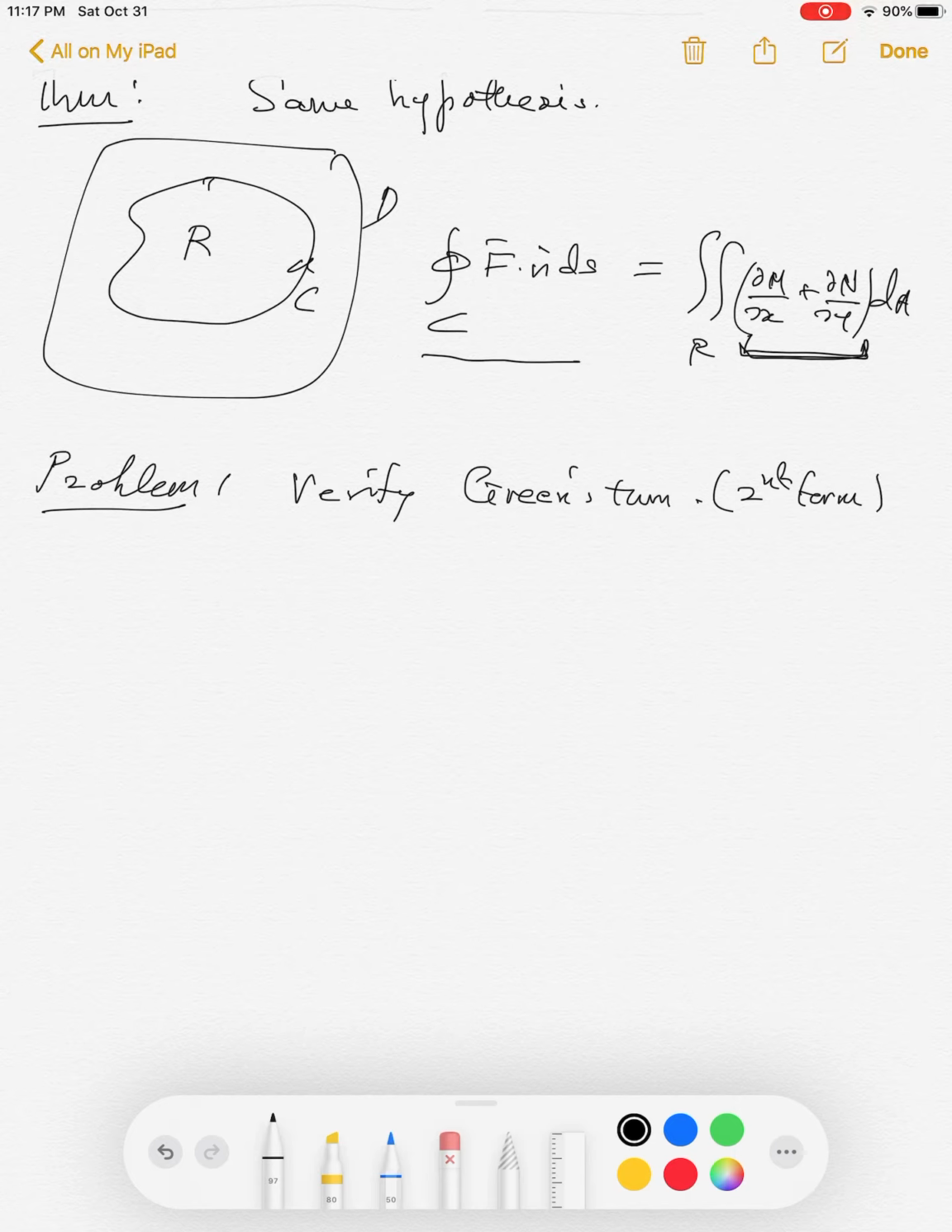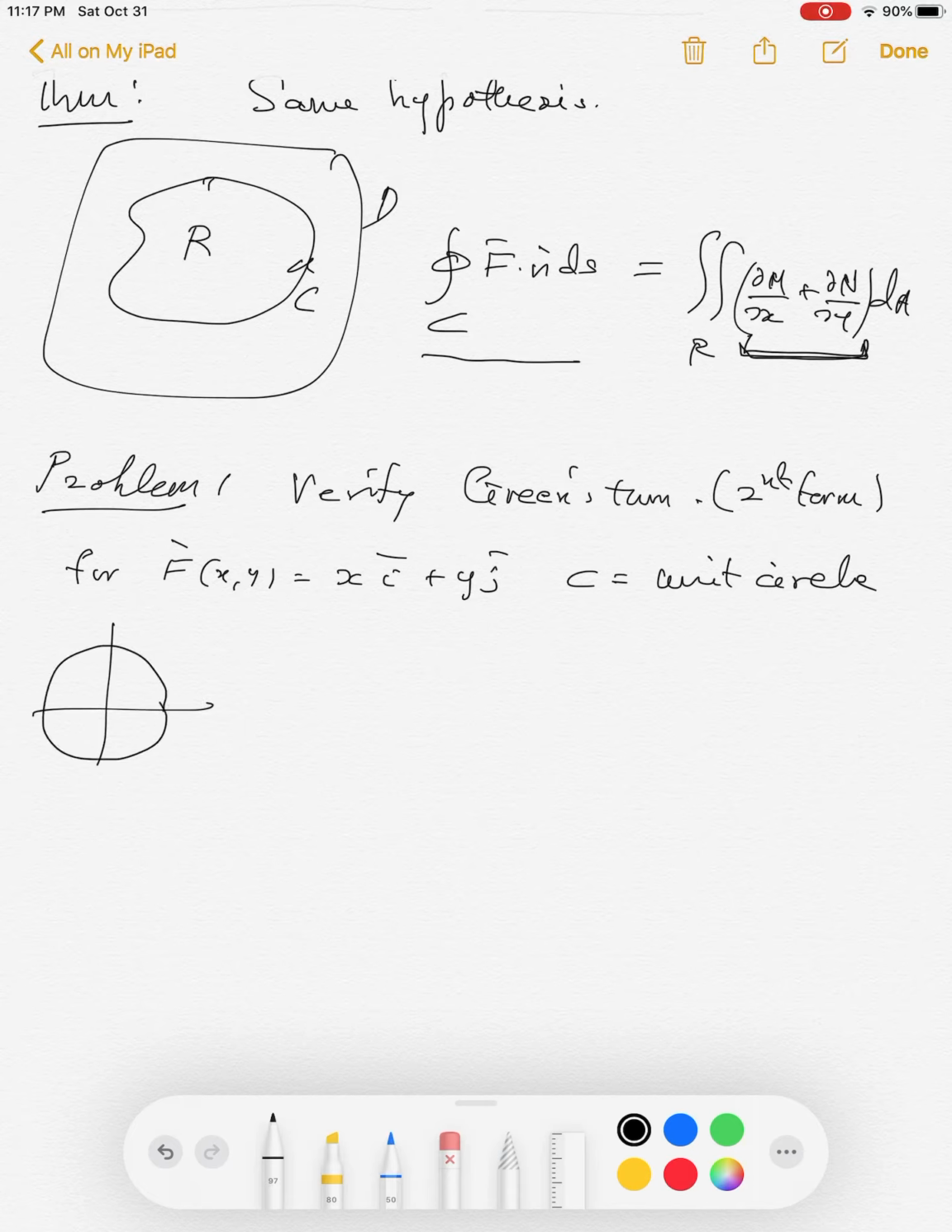Verify Green's theorem, second form, for F bar equal to x i bar plus y j bar on the unit disk, and C is the unit circle. So we actually calculated this, didn't we? We calculated the flux integral just a while ago.